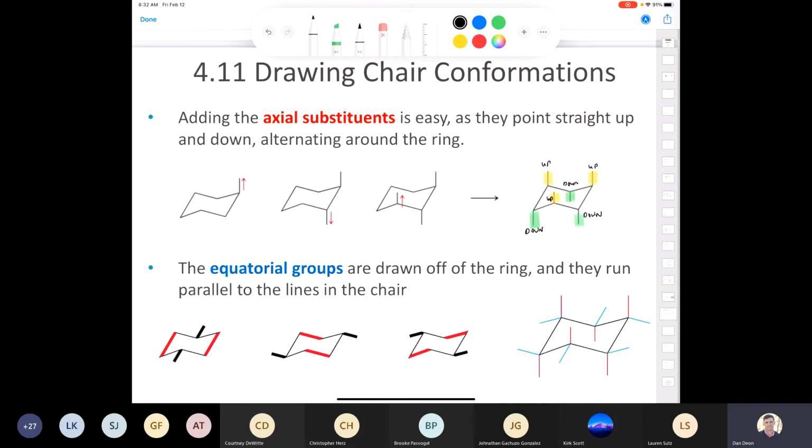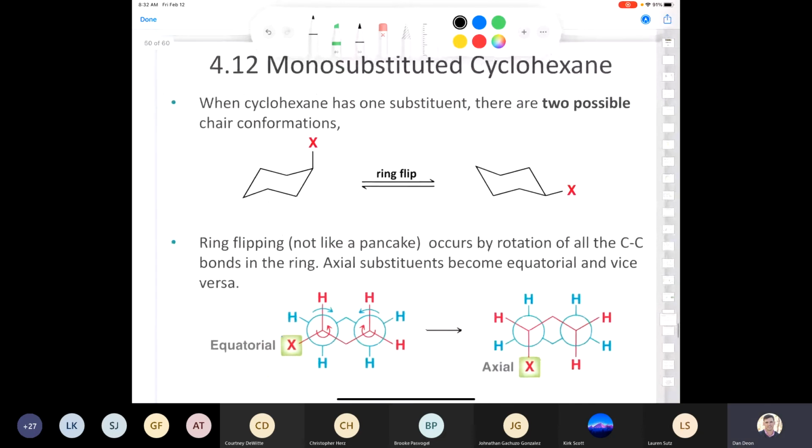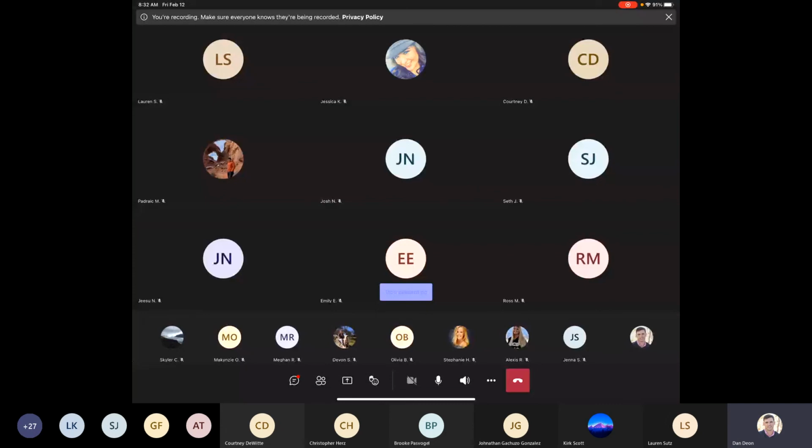Look at the equatorial groups, all the ones highlighted in blue in this model. This one is pointing down and is equatorial. This one's pointing up and is equatorial. This one's pointing down, this one's pointing up, this one's pointing down, and this one's pointing up, all equatorial. If you need to see it in a model, let me show it to you. Let's take a little pause here and go back to the model.